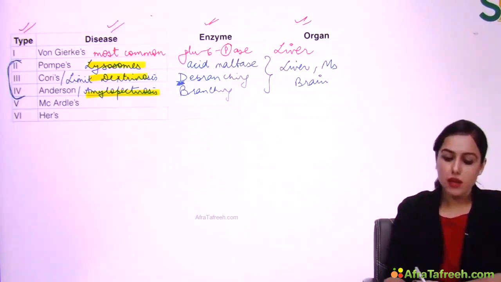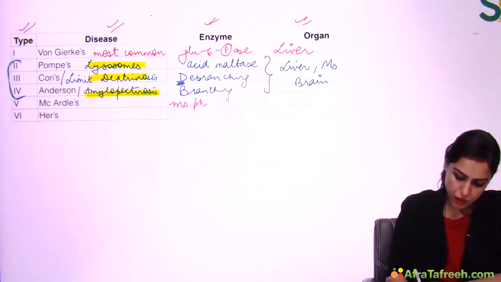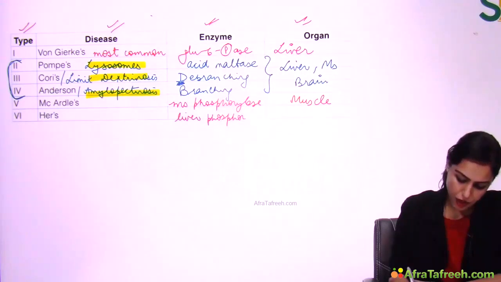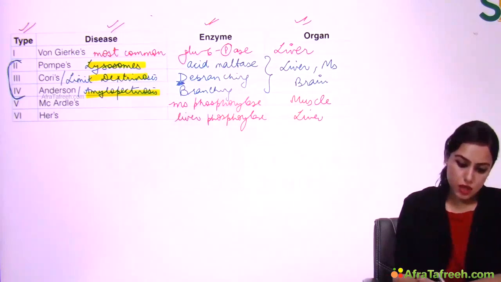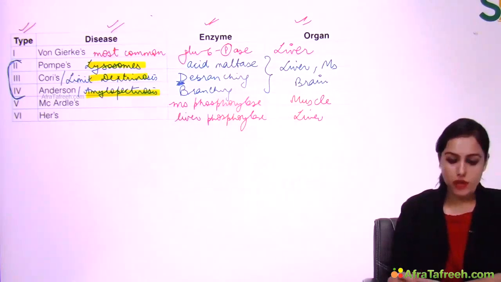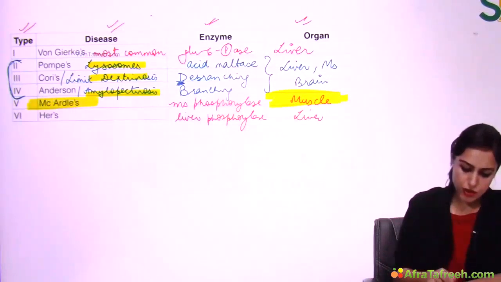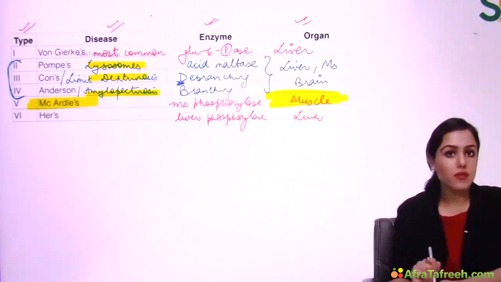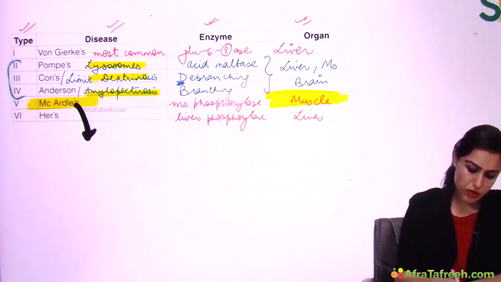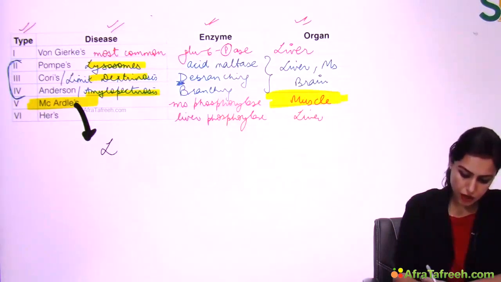Now coming to type 5, McArdle's disease, in which muscle phosphorylase is deficient and the organ affected will be muscle. And type 6, Hers disease, in which liver phosphorylase is affected and the organ affected will be only liver, right? Now, again one thing for question solving: if they give you a clinical picture where only muscle is affected, then you're very sure it is McArdle's disease. And there is one confirmatory diagnostic point for McArdle's disease, that these patients have normal lactate after exercise.